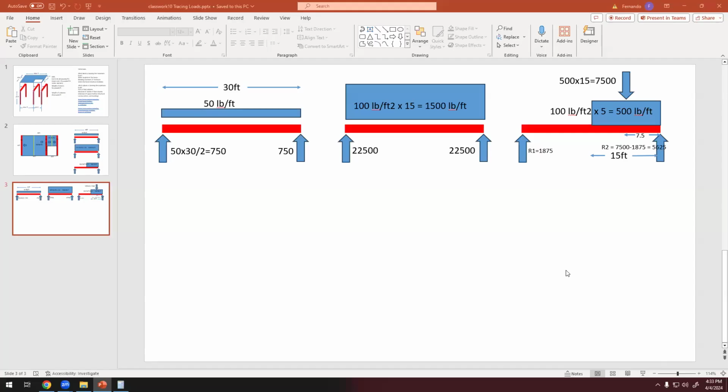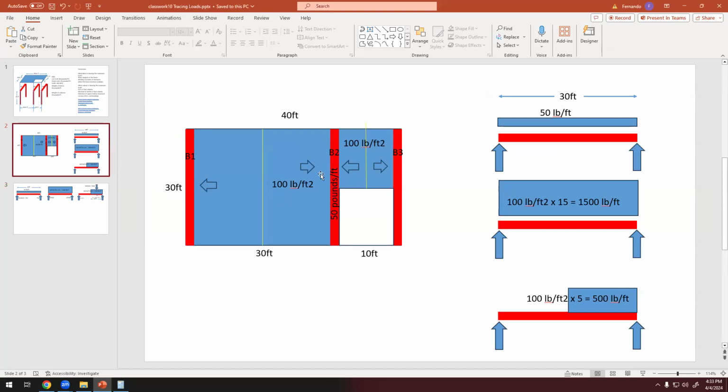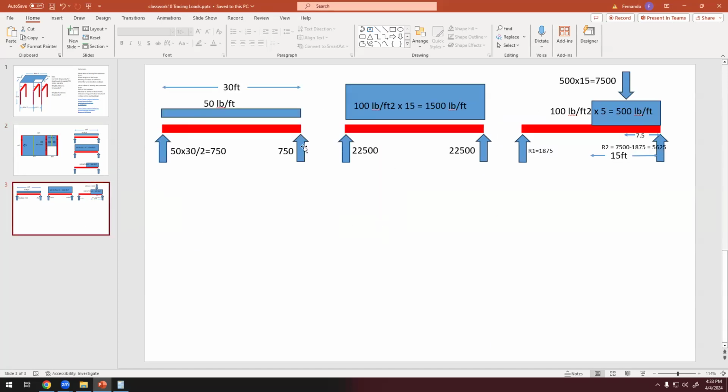Okay, so now we have broken the problem down into 3 different small problems. The first is I have to calculate the reactions. Then the next step would be to calculate the shear diagram. And finally, I will calculate the bending moment. And then we have to add everything up to see what we get.